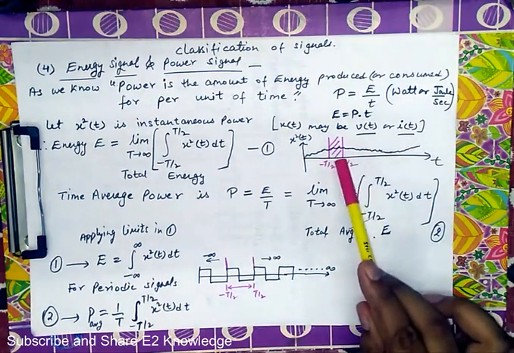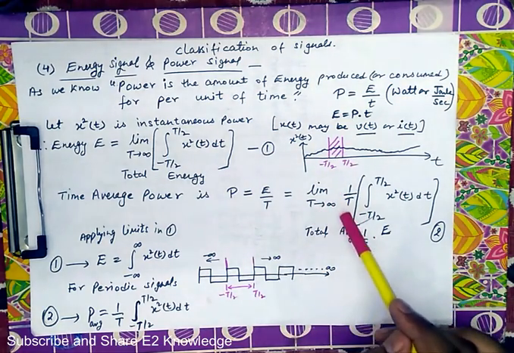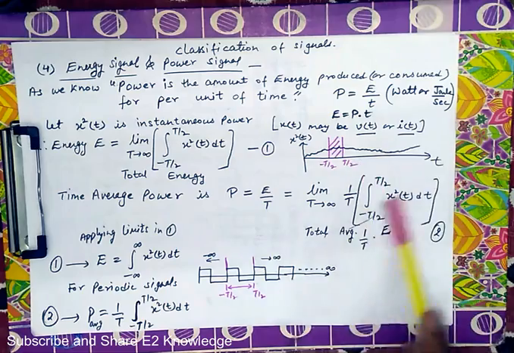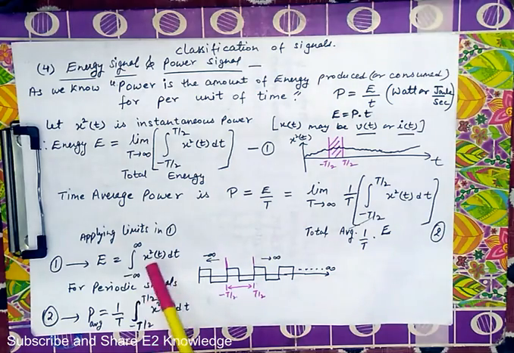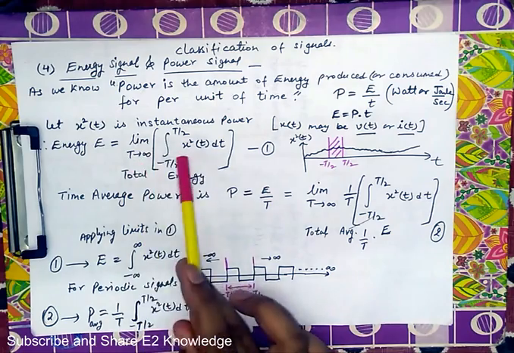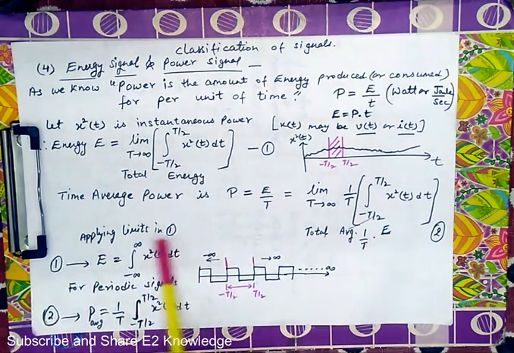If we have to find the average power for the whole signal, then we again apply the limit T tends to infinity, that is for the whole spectrum. Now it is the average power. This formula is for average power. So these are the major formulas used to identify the energy signal and power signal. Now applying the limit in the first equation, T tends to infinity, the limits become minus infinity to infinity. It is easier to remember: E is equal to the integral from minus infinity to infinity of x square t dt.